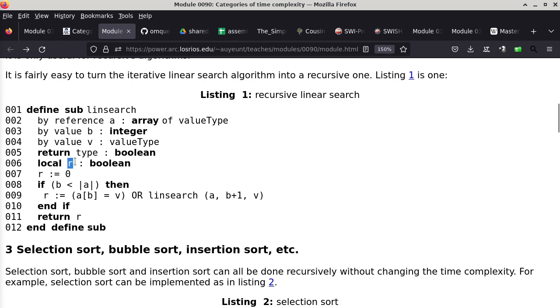And there's a local variable R for result. So the result is initialized to 0. And then what we do here is, there's only one single conditional statement.